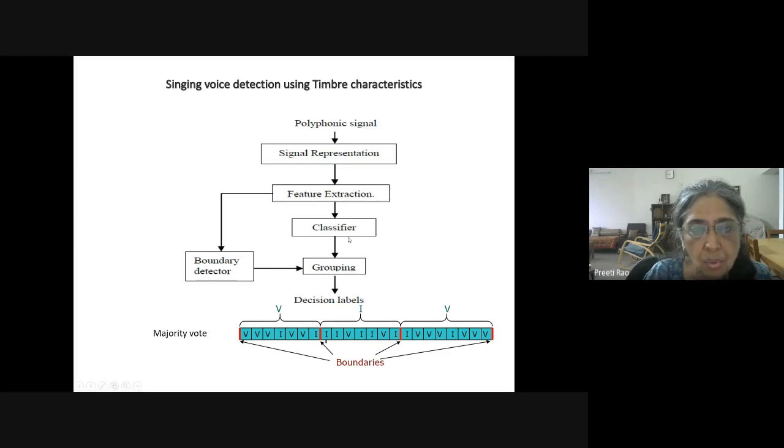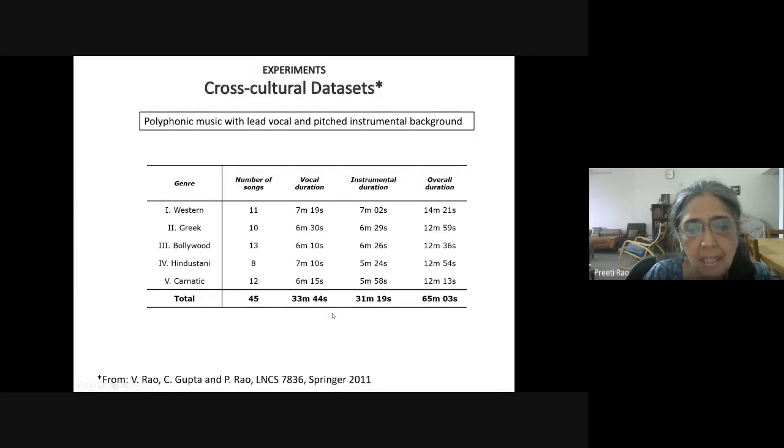Okay. So for singing voice, for example, I'll just go to this work where we try to find the singing voice in a number of different genres of music. So we had some Western music data set, Greek data set, Bollywood data set, and so on. And we saw that the voice itself has very different characteristics in the different cultures. The instrumentation is also different. So discriminating between regions which have vocal content and which have only instrumental content actually can be quite challenging because it's all very different in the different genres of music.